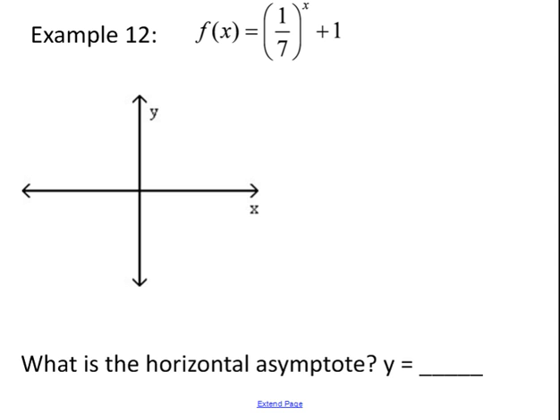(1/7) to the x plus 1. This is also going to get shifted. So instead of going here, it's going to shift up 1. Okay. Finish this one on your own as well.